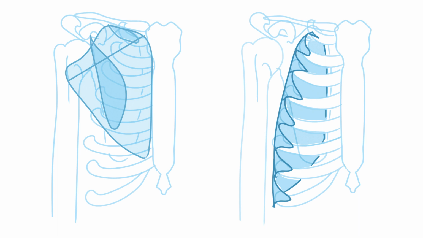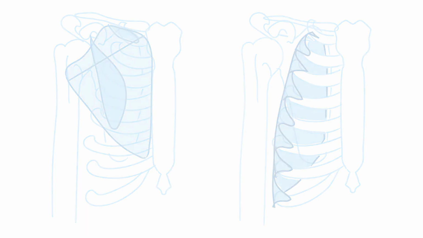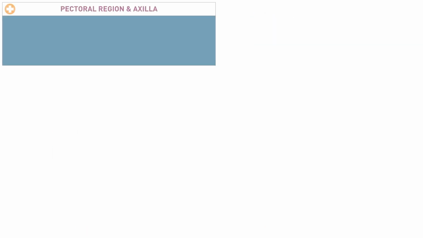Here we'll draw the four muscles of the pectoral region and axilla. These muscles act on the pectoral girdle. Spinal nerves from C5 to T1, the brachial plexus, innervate them. To begin, start a table.